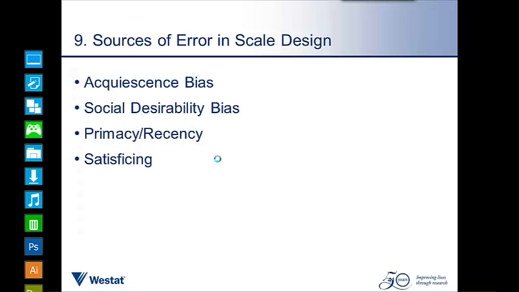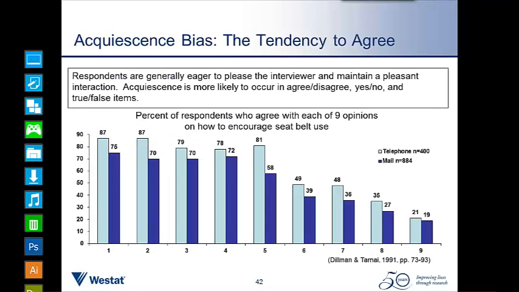The first one is acquiescence bias, and this is people's tendency to want to agree rather than disagree. Respondents, particularly in an interviewer-administered setting, want to please the interviewer and maintain a pleasant interaction. So here's an example from Don Dillman that shows the exact same questions being asked on the phone versus on mail. And you see that respondents are much more likely to agree when there's an interviewer on the phone than when they're doing it self-administered.